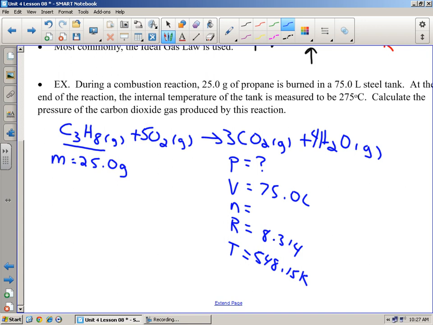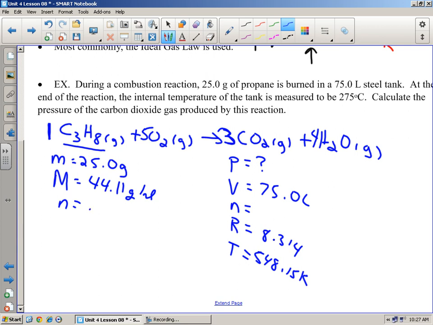I don't know n, but I do know that for every 1 mole I burn here, I get 3 moles of product, right? 3 moles of carbon dioxide. So it's a 1-to-3 ratio. Well, I can use the molar mass here. Propane, C3H8, so 3 carbons, 8 hydrogens, that's 44.11, I believe, and I can find n from that. Okay?